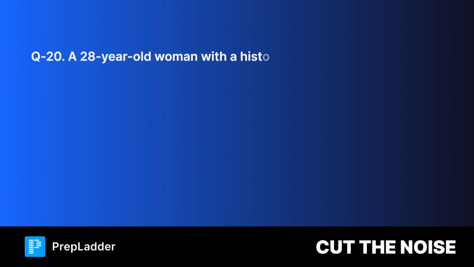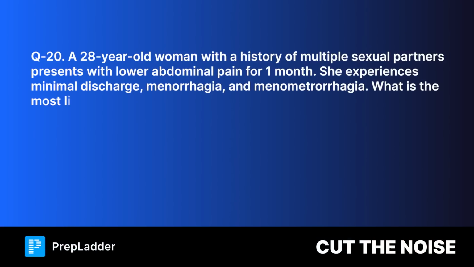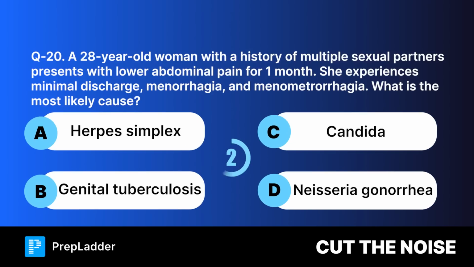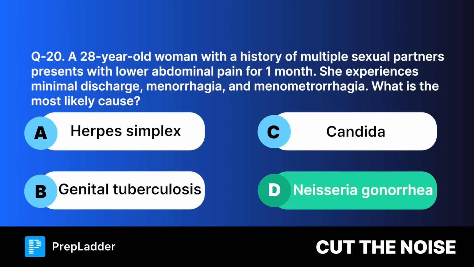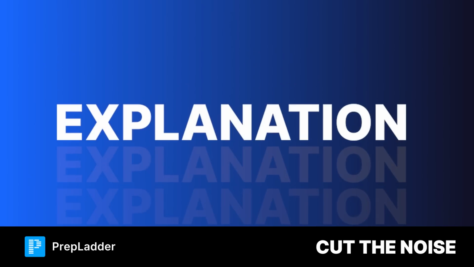All right. Question 20. A 28-year-old woman with a history of multiple sexual partners presents with lower abdominal pain for 1 month. She experiences minimal discharge, menorrhagia, and menometrorrhagia. What is the most likely cause? Your options are given, and the correct answer is Neisseria gonorrhea. Here's the explanation. Women can have pelvic inflammatory disease.